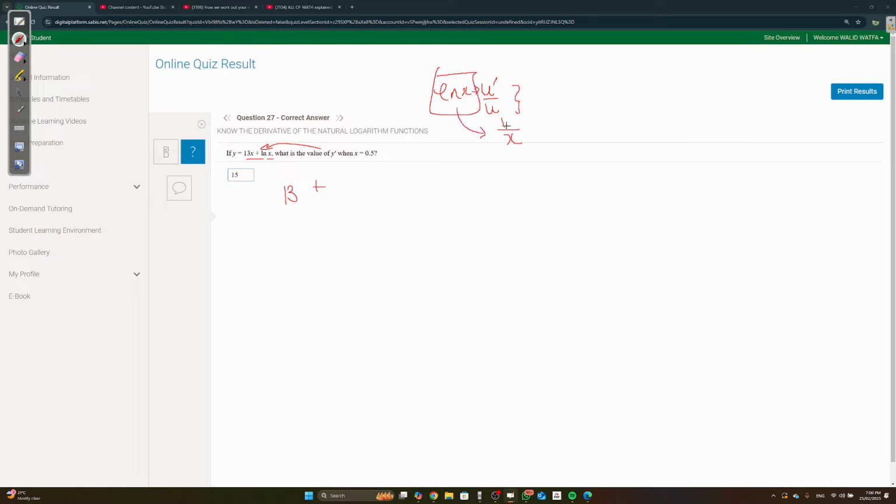I told you memorize ln x is 1 over x, but let's say they give you ln 2x, you have to use this rule. Anything other than just x, you have to use u prime over u. Okay. If you use u prime over u on normal x, you're still going to end up with 1 over x. But it's just a shortcut to memorize. Derivative of ln x is 1 over x. Anyways, 13 plus 1 over x. Okay, when x is equal to 0.5, so 13 plus 1 over 0.5, which is equal to 15, if you put that in a calculator. Also, 1 over 0.5 is 2.